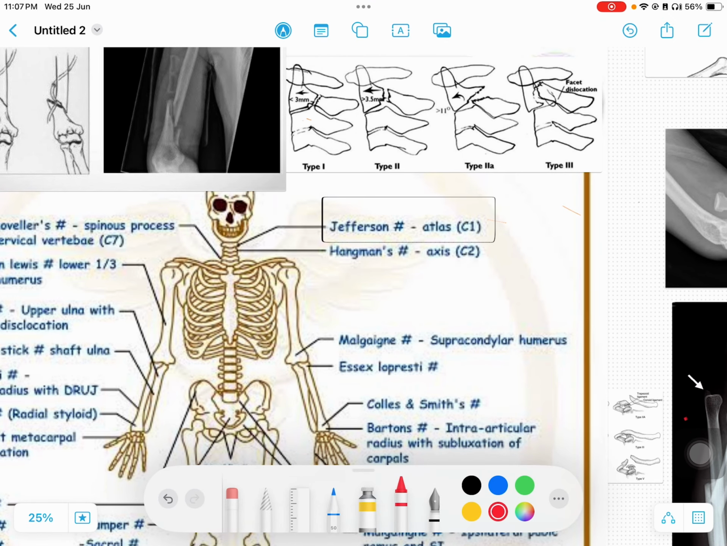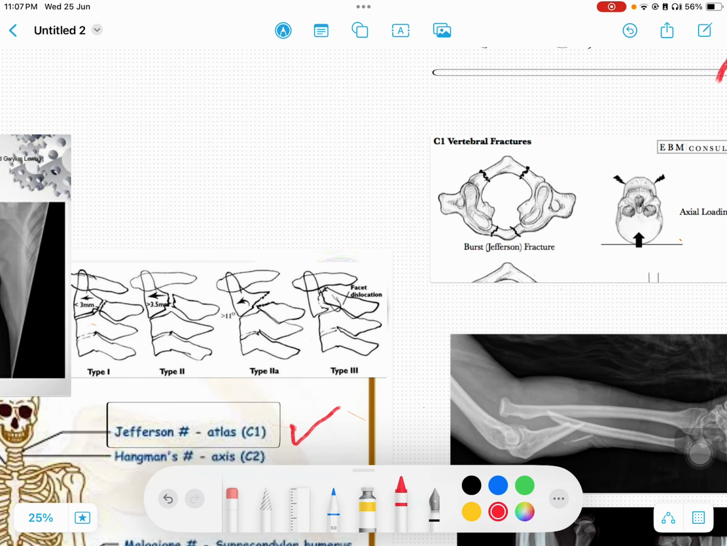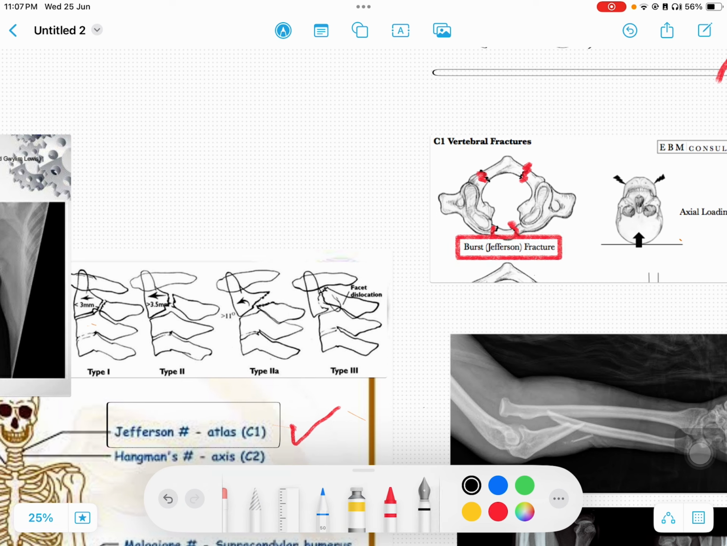So let's begin with eponymous fractures, meaning named fractures. The first fracture is the atlas fracture. What is an atlas fracture? It is a fracture of the first vertebra. What is the first vertebra? That is C1. It is a fracture at both the anterior and posterior aspect. That is a burst fracture. Burst fracture means the fracture occurs due to axial loading.